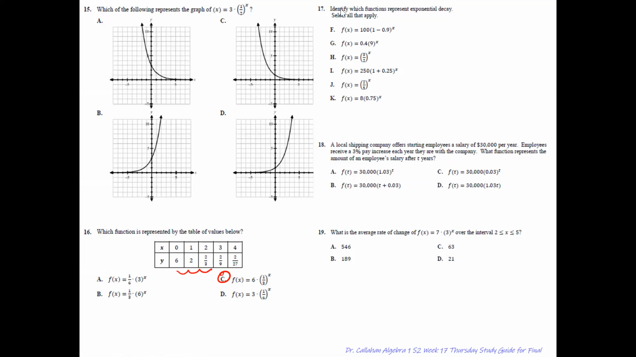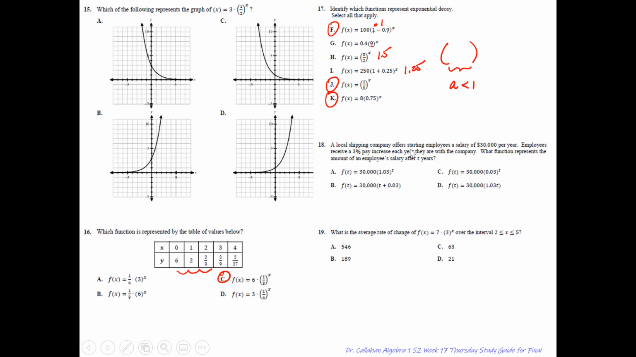Okay, for number 17, it says identify which functions represent exponential decay. Select all that apply. Exponential decay is when the number inside is going to be smaller than 1. So if I do that, I know this minus this is 0.1, so that will be a decay. This one here is a 9, so that wouldn't qualify. This is a 1.5. This is a 1.25. 2/5 will qualify, and definitely this one will qualify.